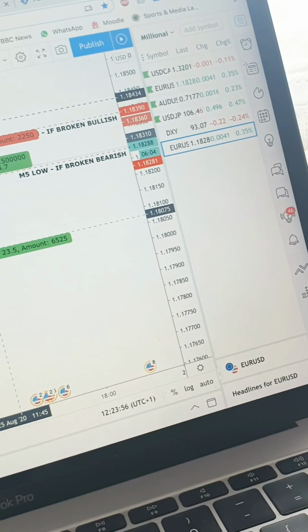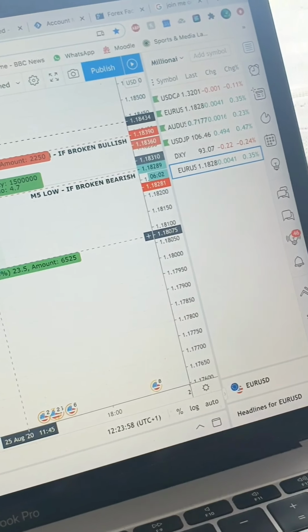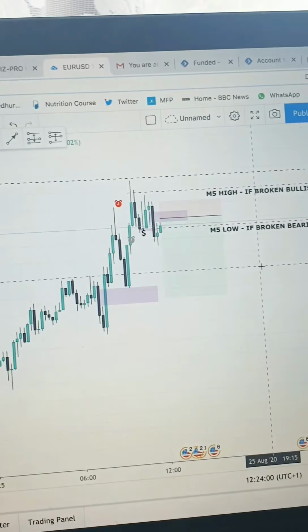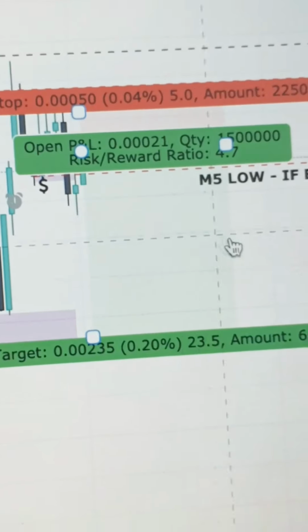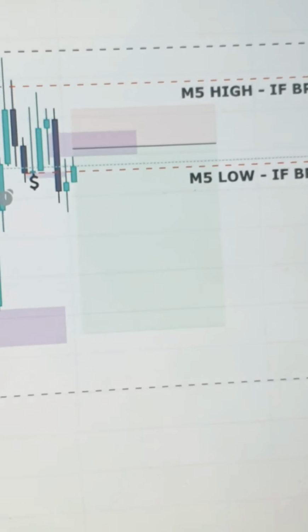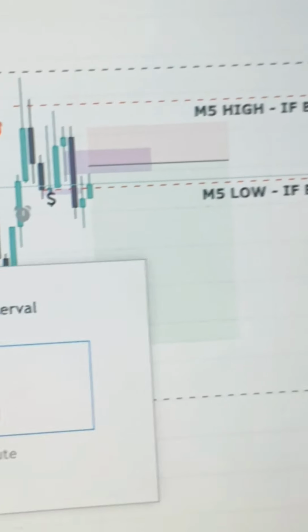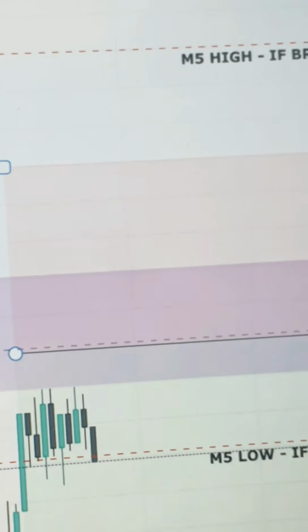Again, look for a nice little quarter level, 1.8075, giving us a risk to reward of 1 to 4.7. Okay, so almost a 1 to 5 risk to reward, very, very decent. Now we just got to wait for the entry and then let's see what happens.